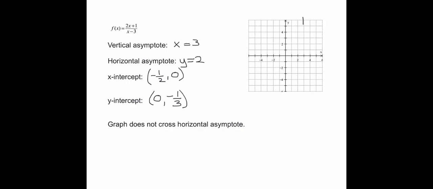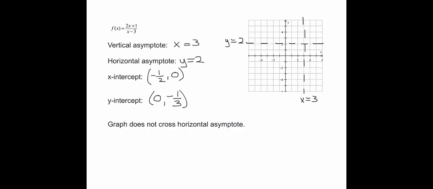Remember, asymptotes are always drawn with dotted lines. So here is my vertical asymptote, x equals 3. I have a horizontal asymptote of y equals 2. And remember, graphs never ever cross a vertical asymptote. And we found in this case it doesn't cross the horizontal asymptote either.